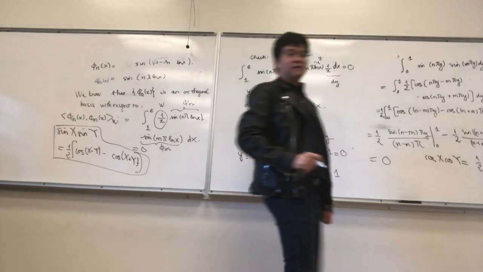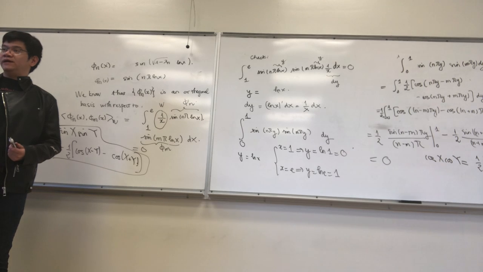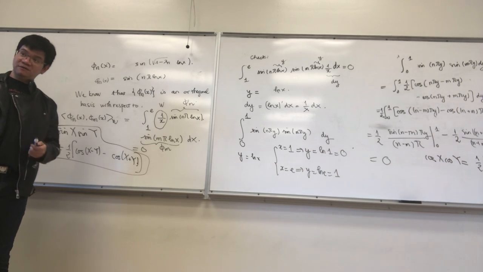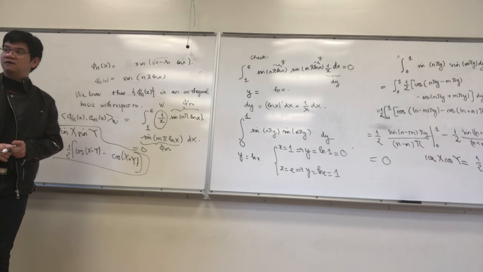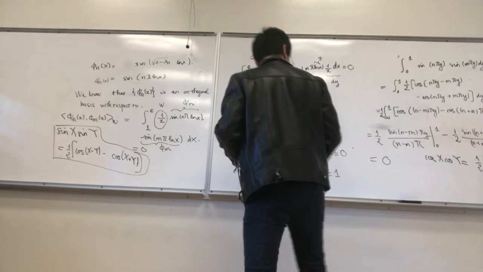Right? So if you have cosine, this is the sum. Right? If you have sine, this is the difference. Those are the formulas that you have to remember.